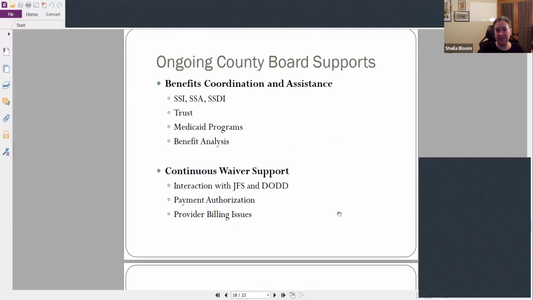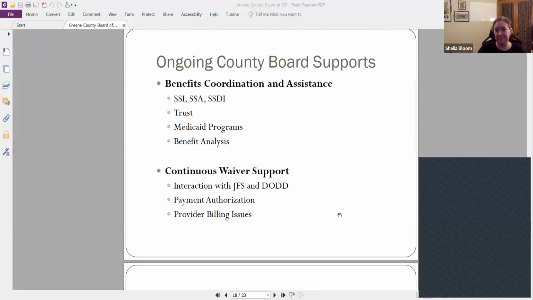Benefits coordination and assistance. Like I said before, with the benefits analysis, navigating Social Security is an interesting process in and of itself. Trusts, including STABLE accounts and all of the protected trusts and other nuances that can go with setting aside money for individuals while still maintaining their Medicaid eligibility. All of this works hand in hand, and we have a couple staff at the board office who are really great at working with families to answer any questions, helping to problem solve as situations come up.